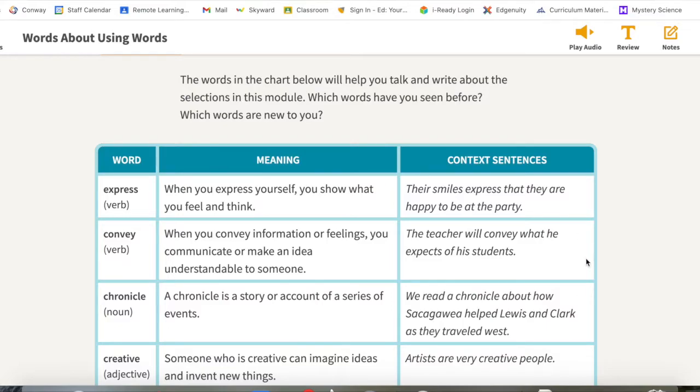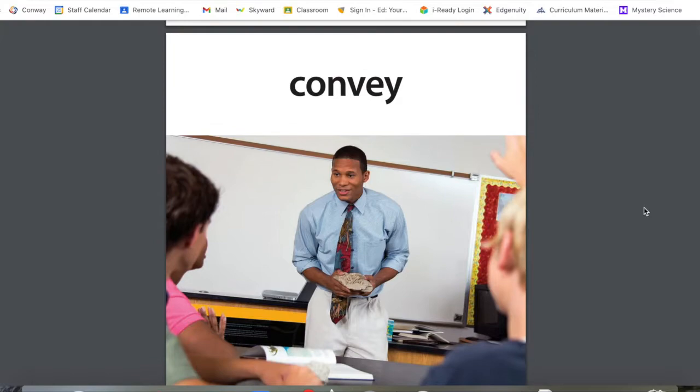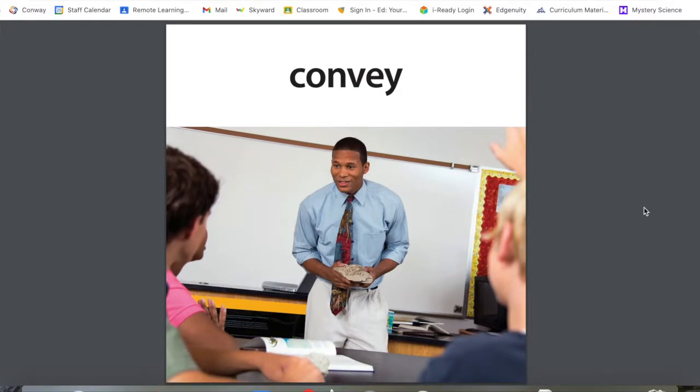Here it is in a sentence. The teacher will convey what he expects of his students. So the teacher will communicate to make his expectations understandable to the students.